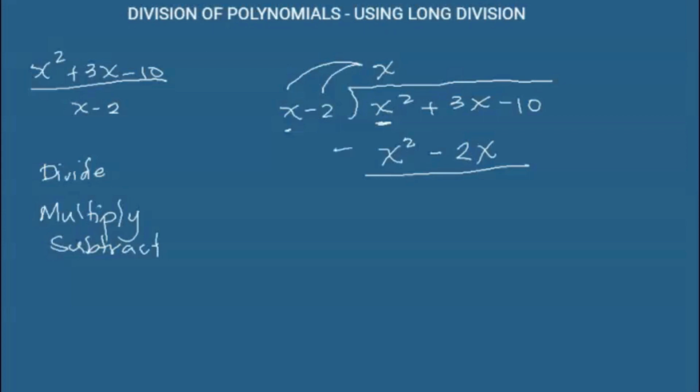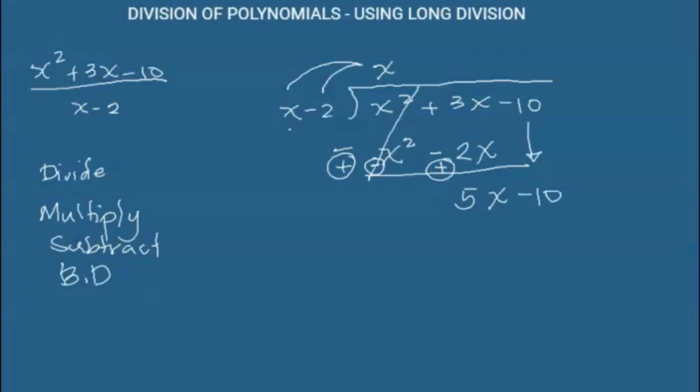When we subtract, we add the opposite, remember that? So this negative, and this will be plus. Okay, so x squared plus negative x squared is cancelled out, and 3x plus positive 2x is now 5x. Then after we subtract, we bring down negative 10.